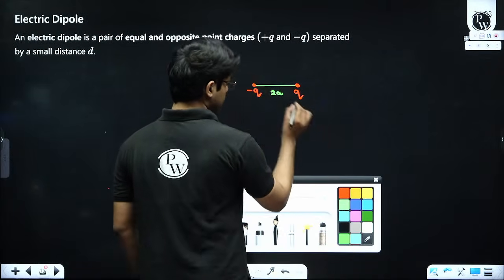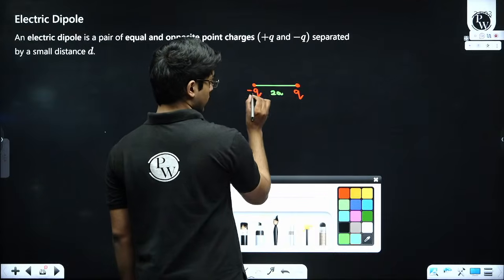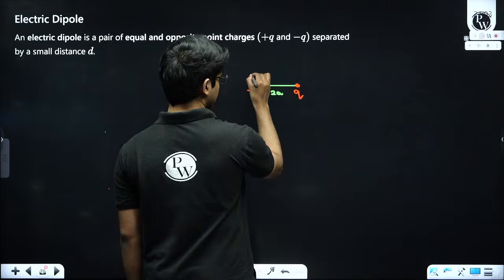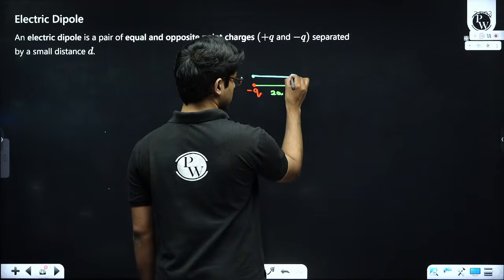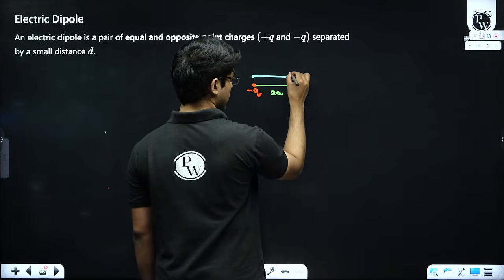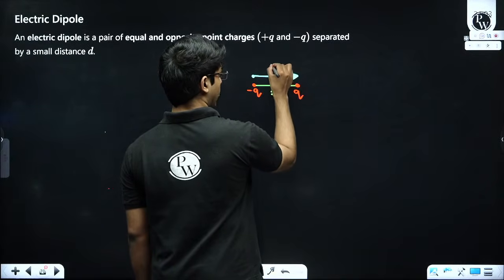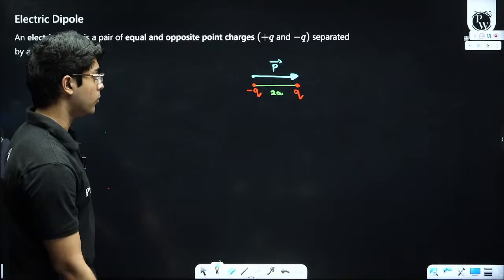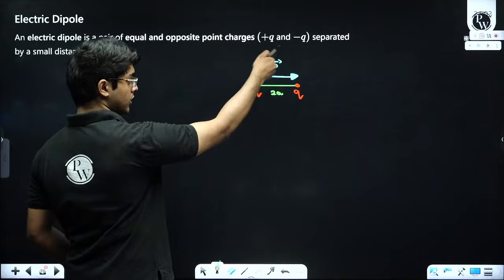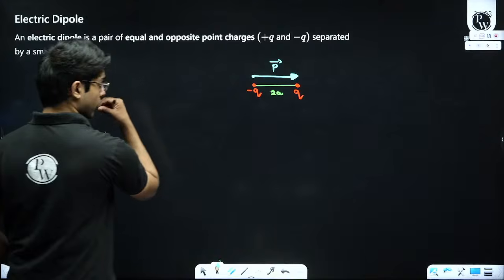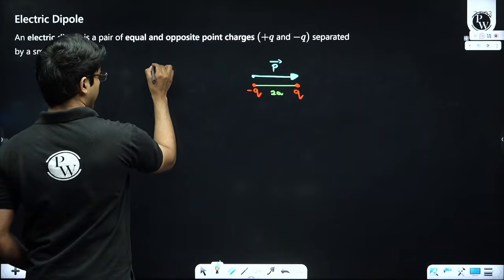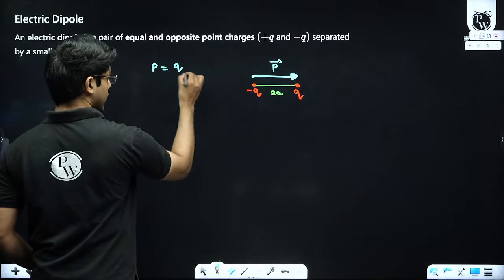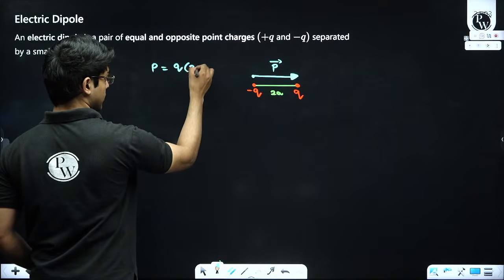Now in this system, we define a certain vector known as the dipole moment vector, and the direction of this vector is from the negative charge to the positive charge. We use the symbol P for this. This is the dipole moment vector. It is always from the negative charge to the positive charge. And the magnitude of this dipole moment is written as the charge Q into the distance between the two charges.